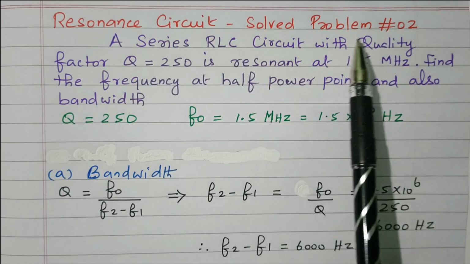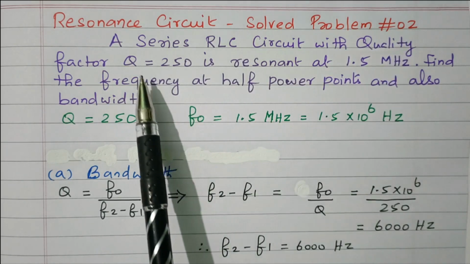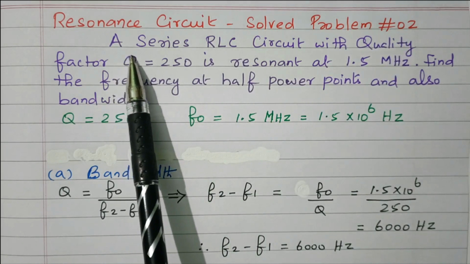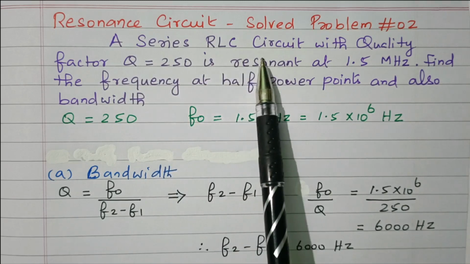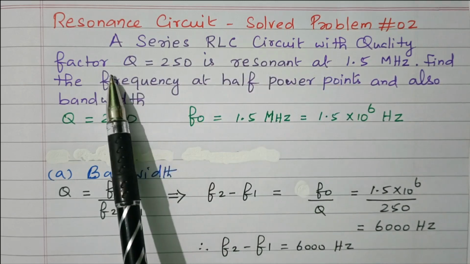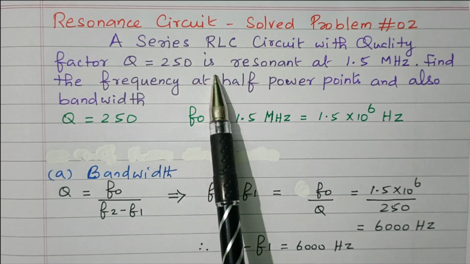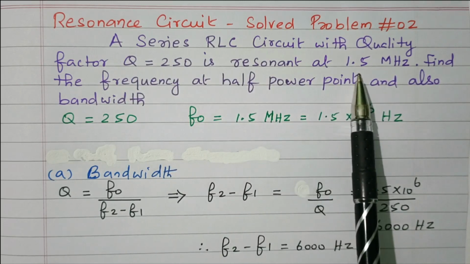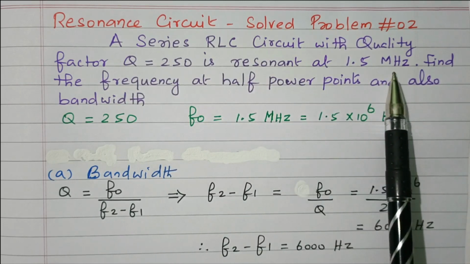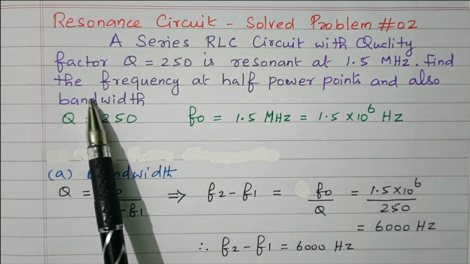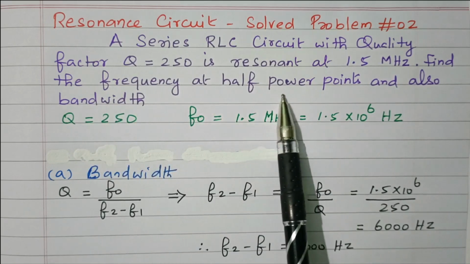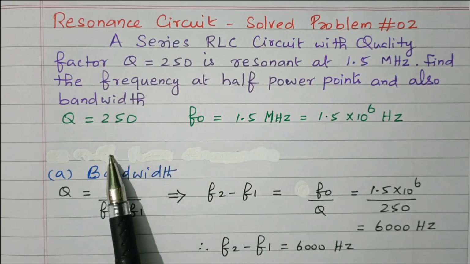Resonance circuit solved problem number 2. First we will see the statement of the problem. A series RLC circuit with quality factor Q equal to 250 is resonant at 1.5 megahertz. Find the frequency at half power point and also bandwidth.